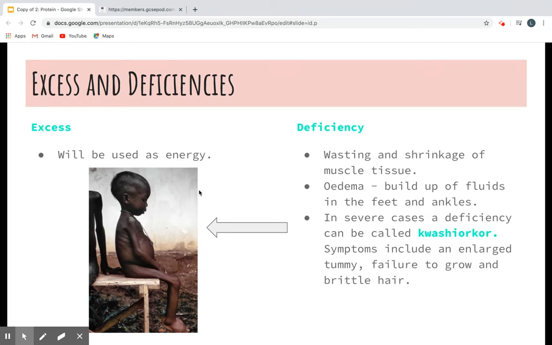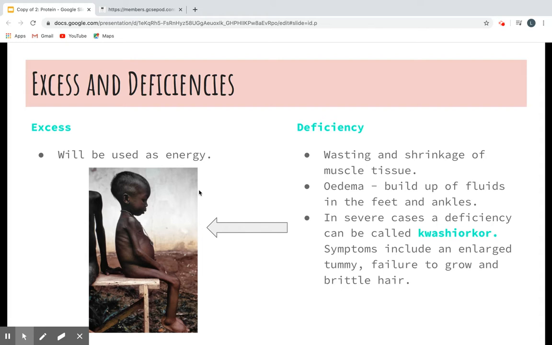Now, way at the start, we talked about the keywords excess and deficiency. So hopefully you remember that the keyword excess means having too much and the keyword deficiency means having too little. Now, if you have too much protein, it's not necessarily a bad thing as it will just be used as energy. However, if you have a deficiency, therefore you do not have enough protein in your diet, it does have some severe consequences, okay? There is wasting and shrinkage of your muscle tissue. You develop oedema, which is a buildup of fluid in the feet and ankles. And in very, very severe cases, a deficiency is called this funny word here. It's called kwashiorkor. And symptoms include an enlarged tummy, failure to grow, and brittle hair.